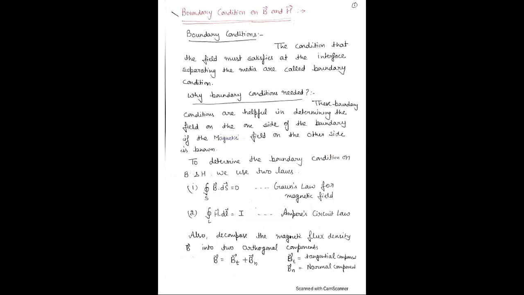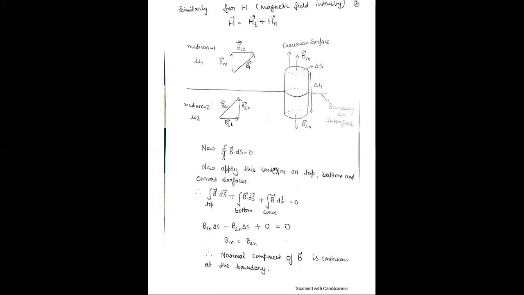Now decompose the magnetic flux density B into two orthogonal components. B decomposes into Bt plus Bn, where Bt is the tangential component of magnetic field and Bn is the normal component. Also decompose H into two components. Ht is the tangential component, and Hn is the normal component of H. Now, first of all, we find the boundary condition for the normal component.